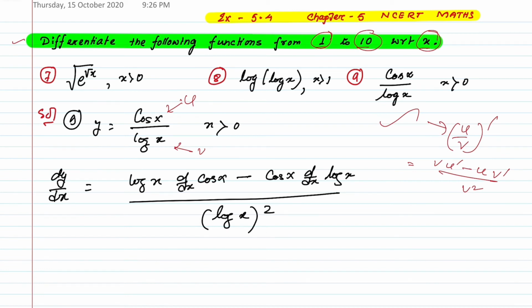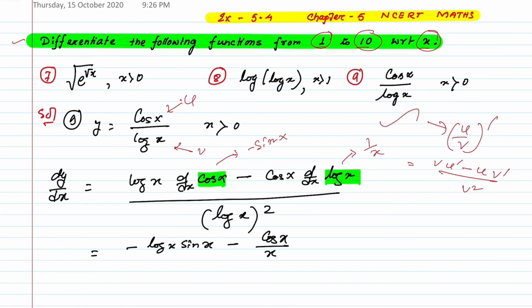Okay, now what you will get, we know derivative of cos x is minus sin x and derivative of log x is 1 by x. So here we will get minus sin x, and from here we will get 1 by x. So if you substitute this value here, we will get minus log x sin x, and here we will get minus cos x by x, and here it is log of x whole square. So this is the answer, very simple. So hope you have understood this.